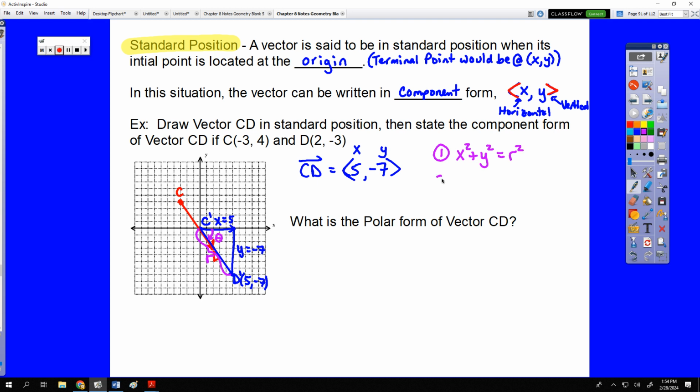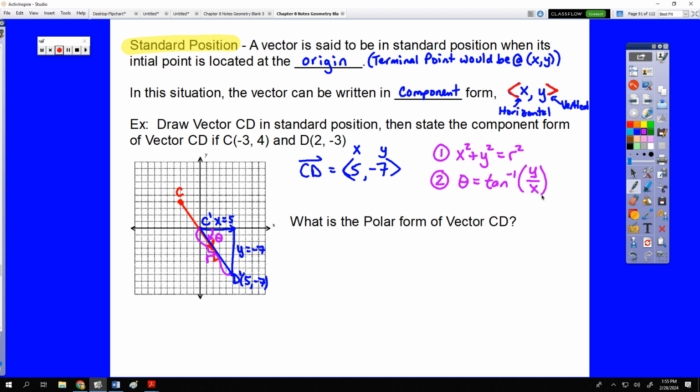And our second equation would be for theta. Theta is the arctangent of y over x, because tangent of theta is y over x. We want to solve that for theta. That would be the inverse tangent.